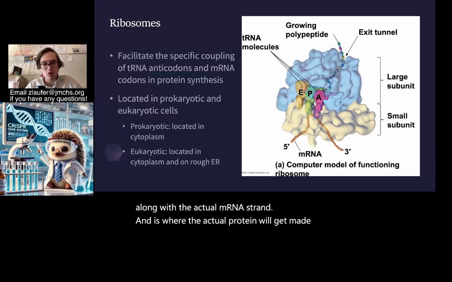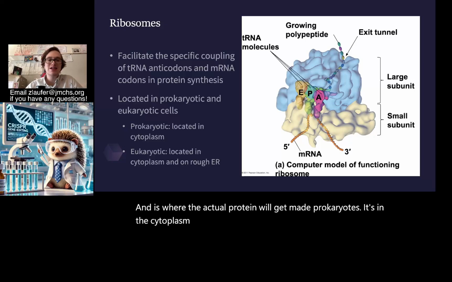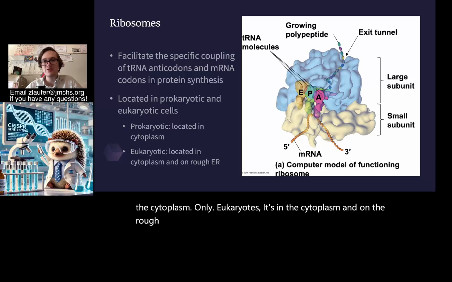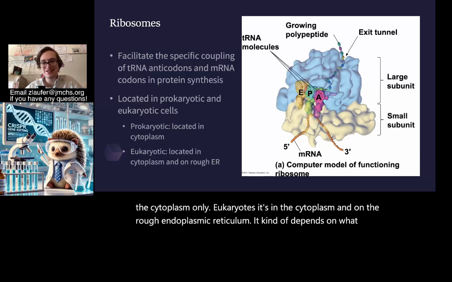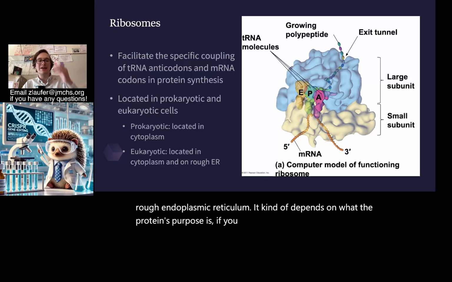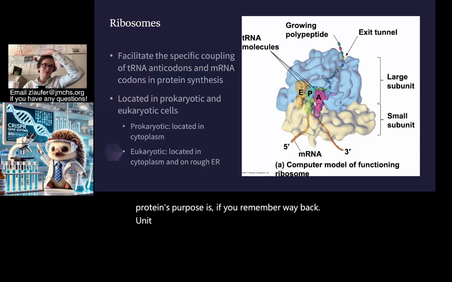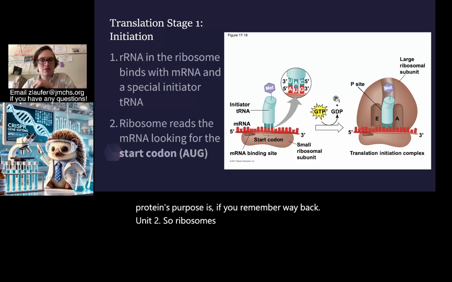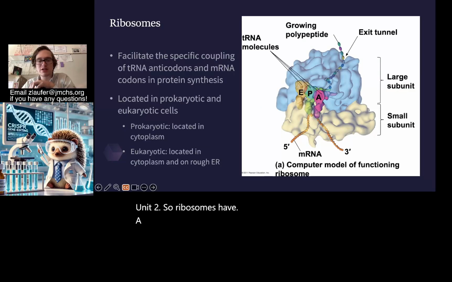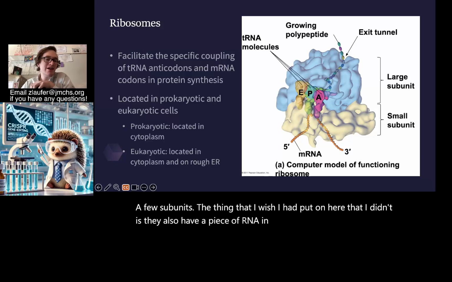Prokaryotes, it's in the cytoplasm only. Eukaryotes, it's in the cytoplasm and on the rough endoplasmic reticulum. It kind of depends on what the protein's purpose is, if you remember way back to Unit 2. So, ribosomes have a few subunits. The thing that I wish I had put on here that I didn't is they also have a piece of RNA in them called ribosomal RNA that helps make up, I believe, the small subunit.